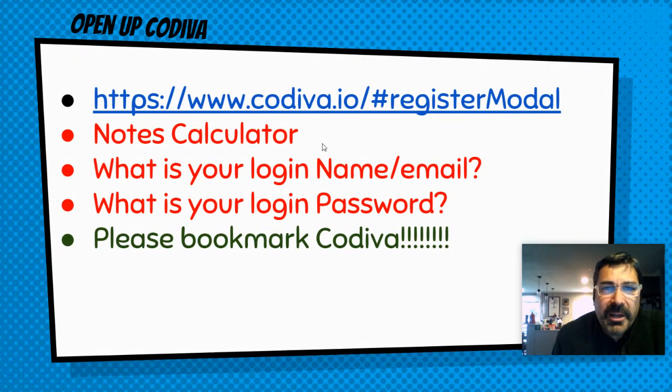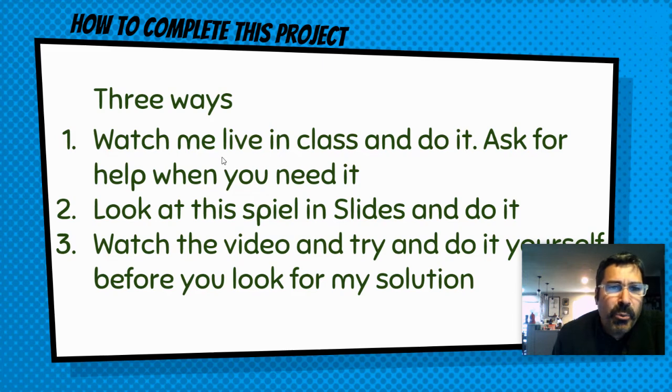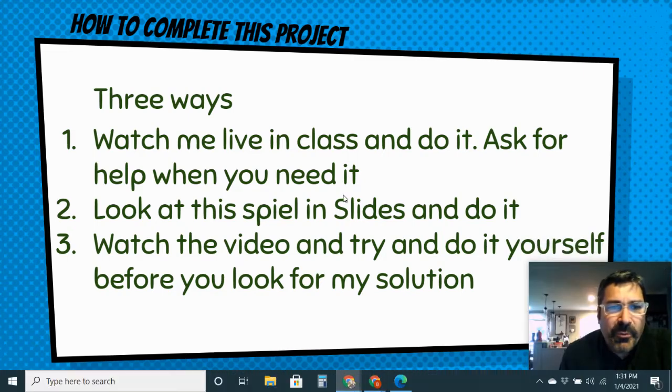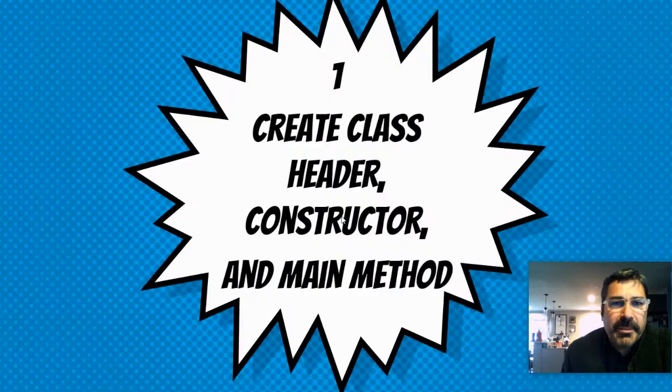All right, so I'm assuming that you were able to do this. It shouldn't be too hard to create an account. By the way, there are 3 ways to finish this project. Number 1, I will be doing it live in class. That is the preferred method that I want you to use. If for some reason you miss class, the second thing you can do is find the spiel on Google Classroom, and it's right there in the assignment, and you can go through it and do it that way. And then finally, you can watch this video to do it, okay? But the idea is that you try to do it yourself before you watch me do the solution. You're going to learn way more that way, okay?